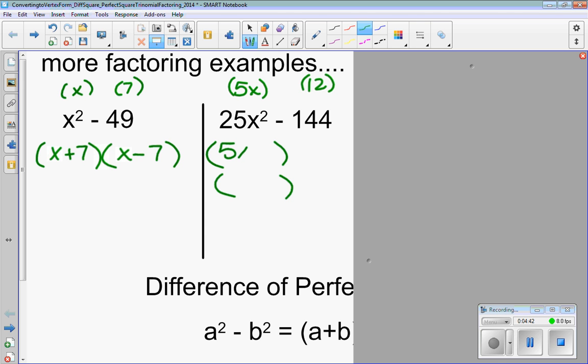5x minus 12 and 5x plus 12. I mean, this is not rocket science. We got this. This is easy. Come on, Miss Maggart, make it hard, Travis is saying. But we understand so far? You're just taking the square root of the numbers is really all you're doing. Pretty easy. All right, last example.